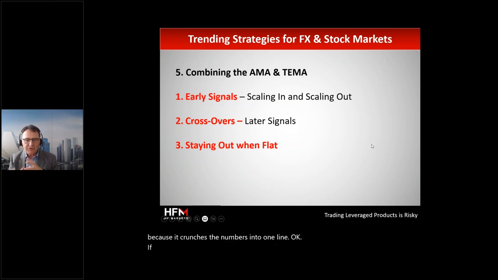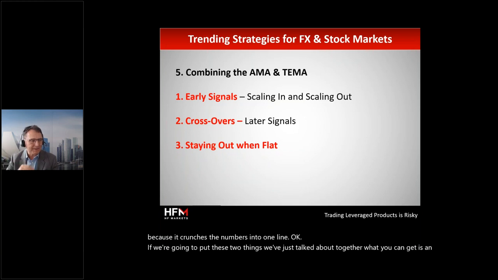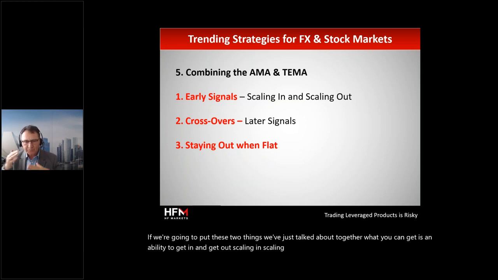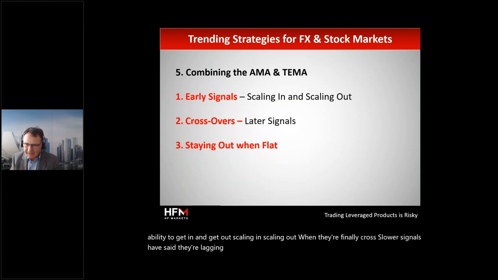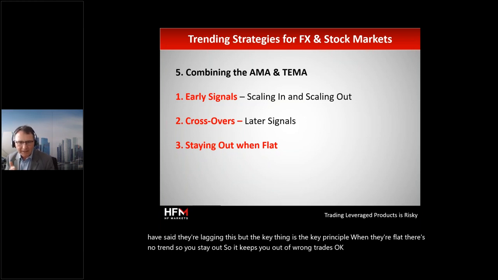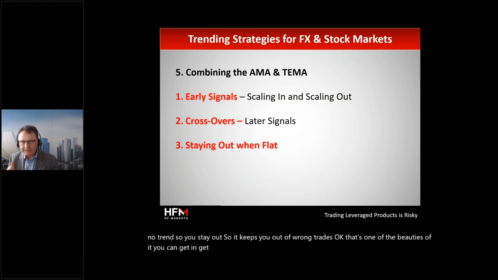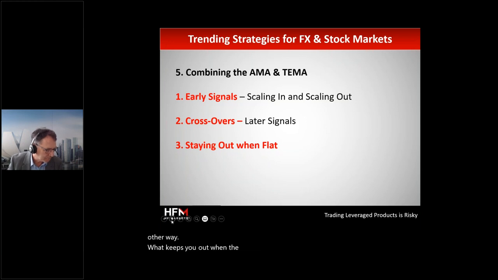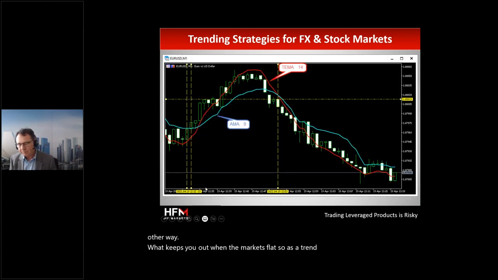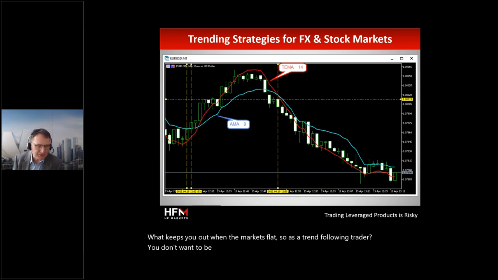If we put these two things we've just talked about together, you get an ability to get in and get out, scaling in, scaling out, when they finally cross. Slower signals, as we said, because of the lagginess. But the key principle is, when they're flat, there's no trend, so you stay out. So it keeps you out of wrong trades, okay? That's one of the beauties of it. You can get in, get out as they cross, scale in, scale out as they cross the other way, but it keeps you out when the market's flat. As a trend following trader, you don't want to be in when it's not trending, do you?